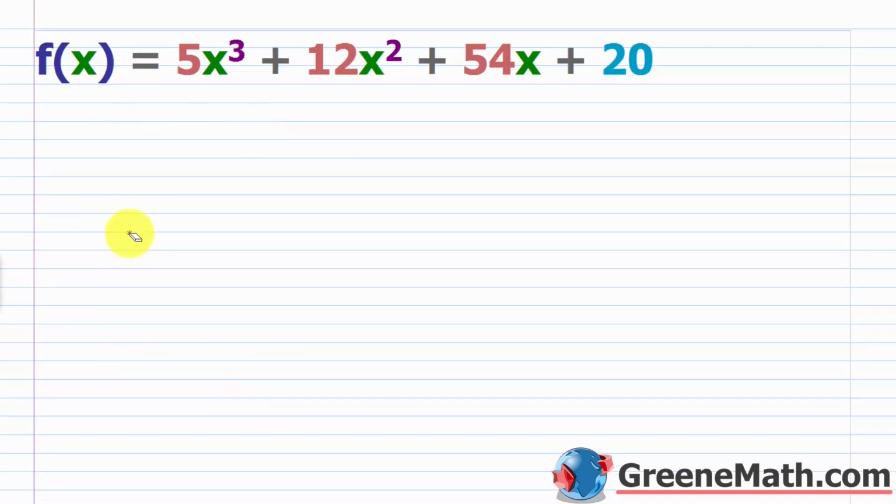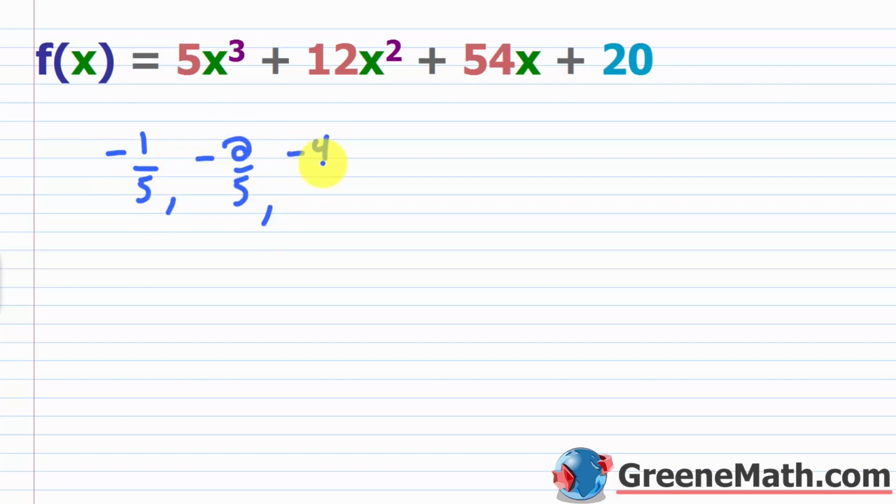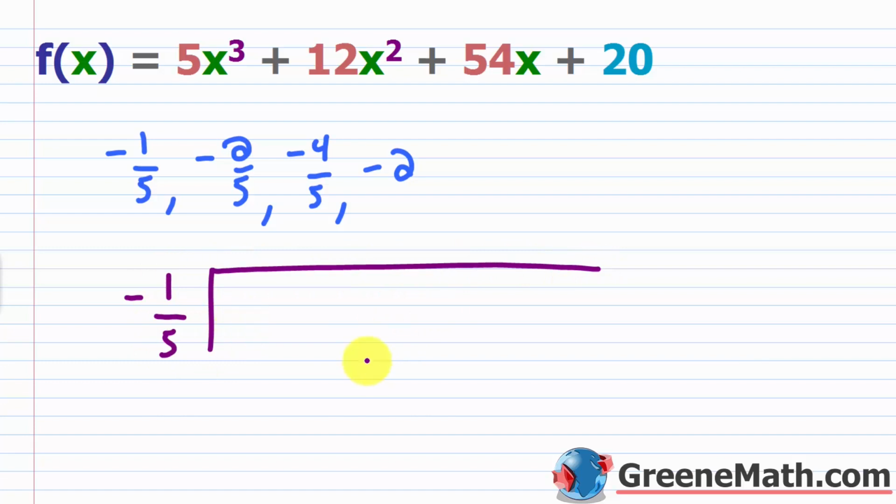So what I'm going to do now is just clean up a little bit. So let me rewrite these fractions. So we have -1/5, we have -2/5, and we have -4/5, and then we have -2. Okay, but I'm going to work with these fractions because, again, I know that there's a 0 between 0 and -1. Okay, so let's start with -1/5. So if this is a 0, again, we use our synthetic division. So the remainder would be 0 if this is a 0. So I'm going to put -1/5 like this. This is a little bit harder because you're working with a fraction, but if you have a calculator, it's not too bad. So we got 5, we got 12, we got 54, and we have 20.